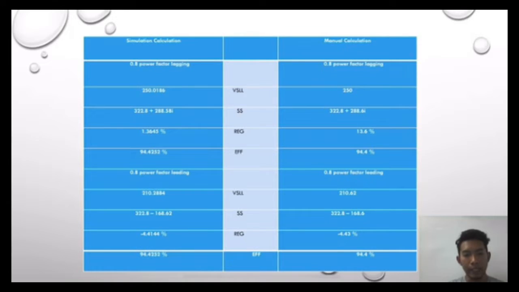The results of both analyses are practically identical when referring to the data in the table. There is only a slight difference between the MATLAB simulation and manual calculation. In the MATLAB simulation, for example, voltage regulation is 1.3645%, but for manual calculation it is 30.6%. To achieve the same result, set the MATLAB simulation code to voltage regulation and multiply by 100 to get 30.6%, and the other values are almost the same for both techniques, so it can be used.